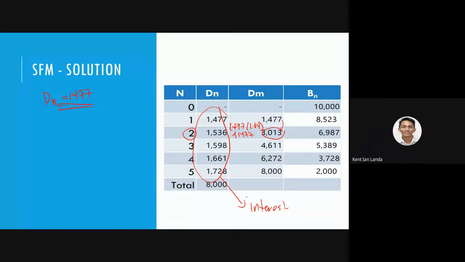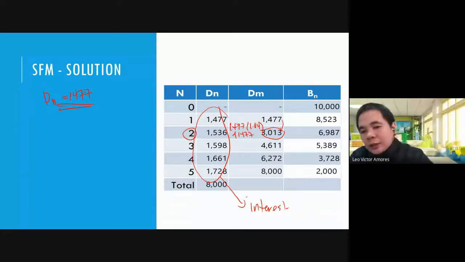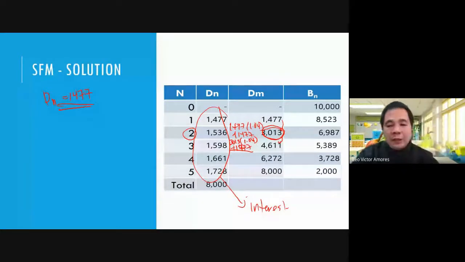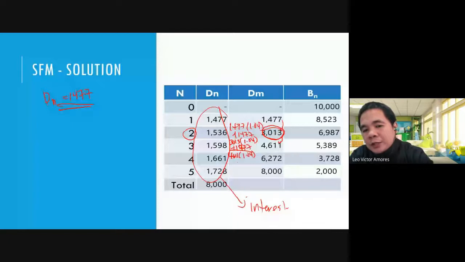After that, this is 3,013 times 1.04 plus 1,477. Therefore, this 3,013 compounds for 1 period, plus the depreciation of 1,477 for year 3. So that refers to 4,611. Succeedingly, this is 4,611 times 1.04 plus 1,477. This is 6,272 times 1.04 plus 1,477.